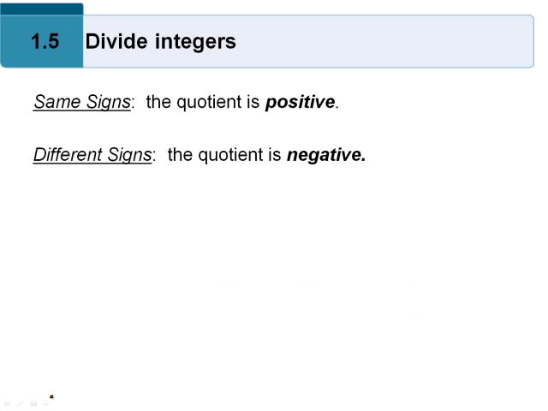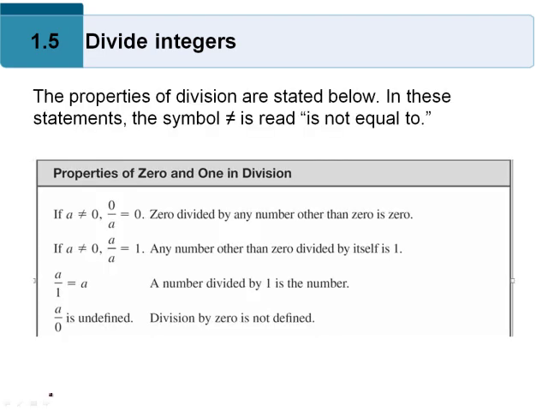So here's just a quick reminder of our division rules. If the signs are the same, the quotient is positive. If the signs are different, it's negative. That's what you need to memorize. So let's look at some examples. Now, before we look at examples, we're going to look at the properties of division.